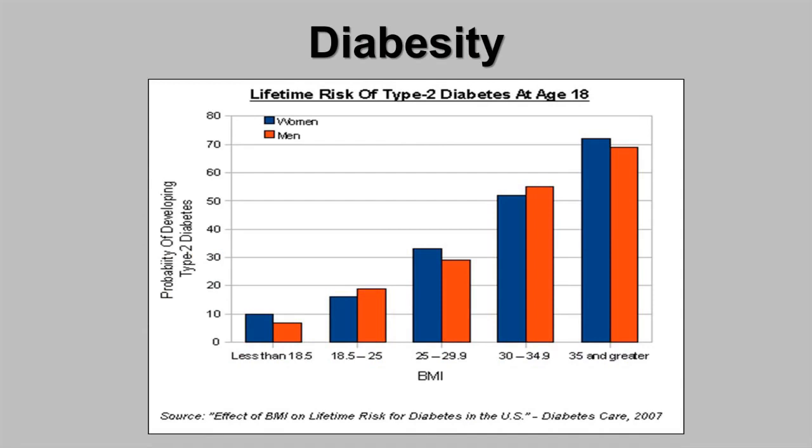Body mass index is a commonly used measure for obesity, calculated by dividing one's weight in kilograms by one's height in meters squared. One is considered obese if the BMI is greater than 30, and morbidly obese if it's greater than 35. The lifetime risk for diabetes is around 30% for people who are overweight with a BMI of 25 to 30, 50% for obese people, and 70% for people that are morbidly obese.